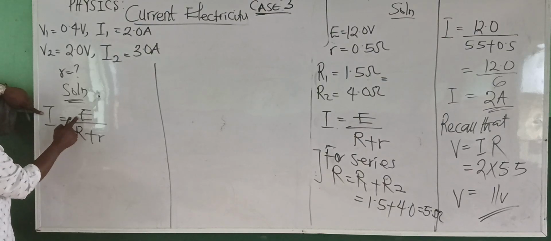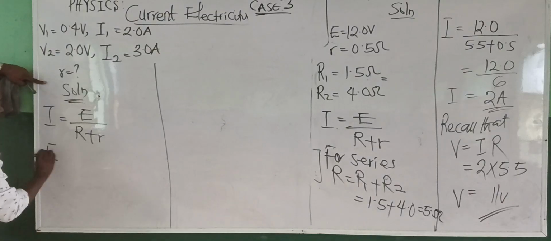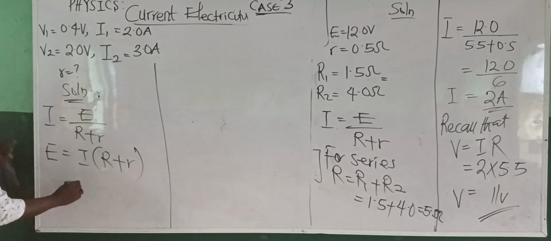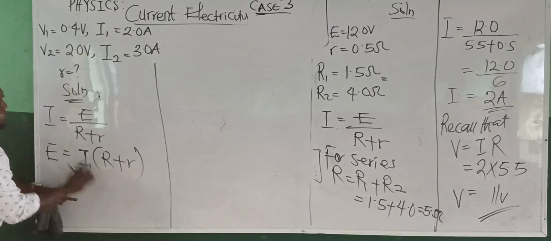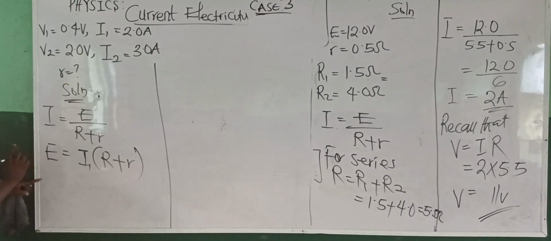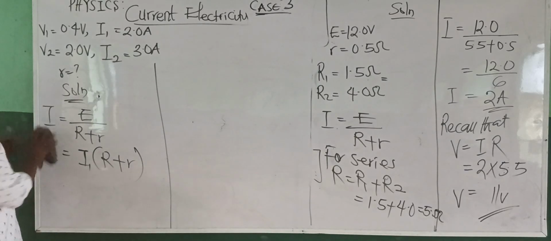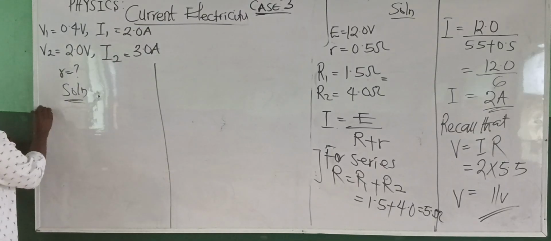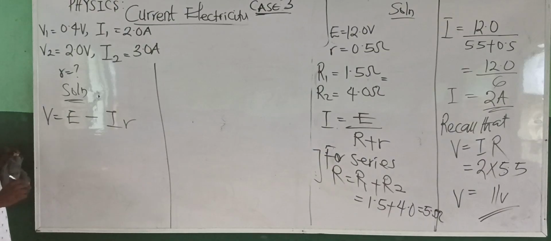Let me make E the subject of the formula. Why? Because we are not given the electromotive force here. So first, I will say my E becomes I into bracket this plus this. So everything here is for the first one. Now, watch this. In this case, this formula cannot work because I'm not given the resistance, but this can work where we have this minus IR. Yes, this can work here.